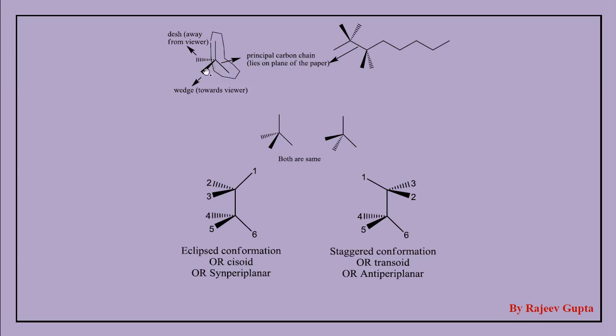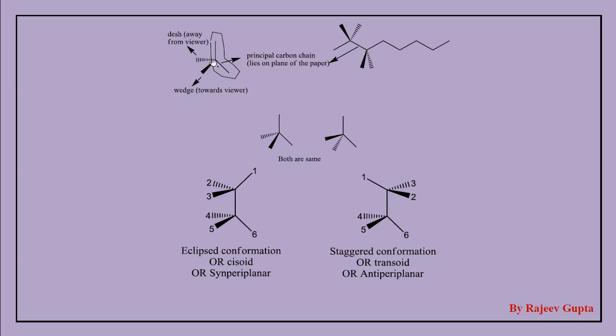Now we show substituents present on a specific carbon atom or a chiral carbon atom. Suppose this is the chiral carbon atom. If we want to show substituent arrangement or substituent configuration, then we will show one substituent on this carbon atom on the wedge side and one on the dash. This wedge will be towards viewer, meaning near the viewer, and this dash will be away from viewer, farther from the viewer.